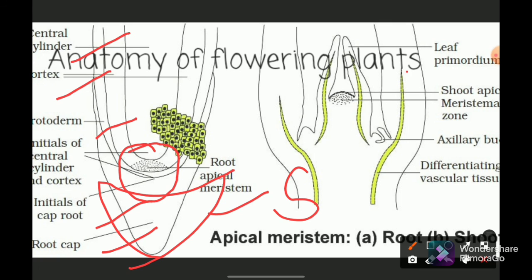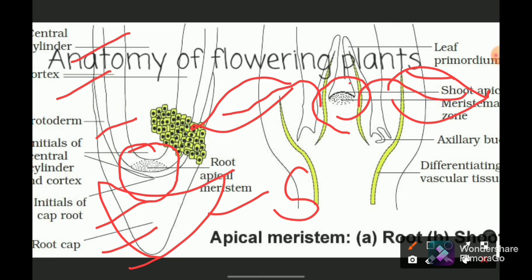Over here they are showing leaf primordia. A leaf primordium is the stage before a leaf is developed. So these are leaf primordia. Then this is the shoot apical meristem, and this is at the tip now. If these leaves grow out, they will grow somewhat like this. Then this is at the tip. So this is the apical meristematic zone.